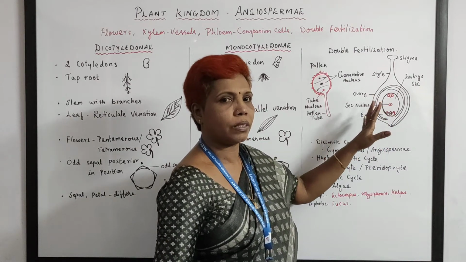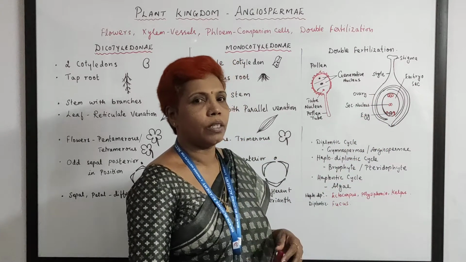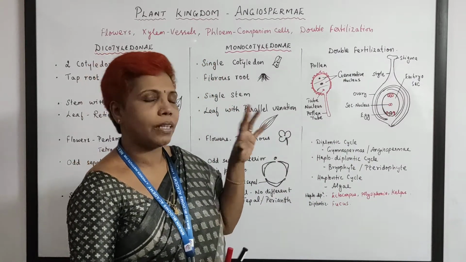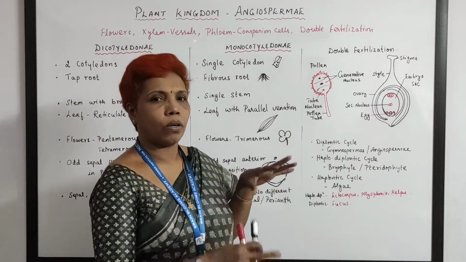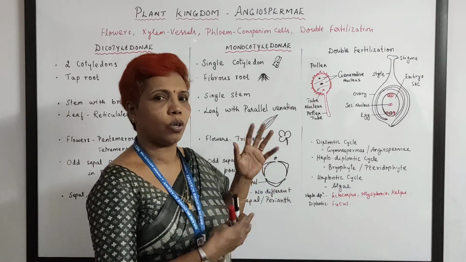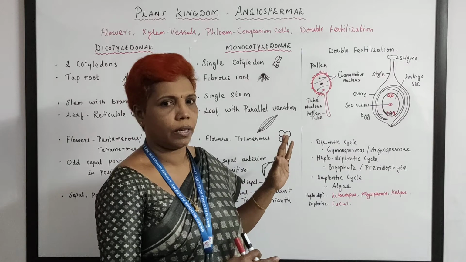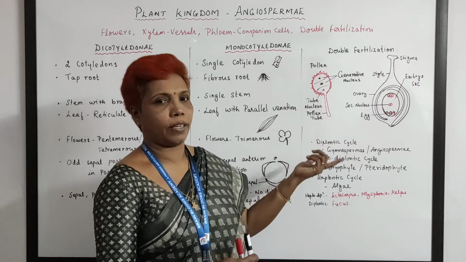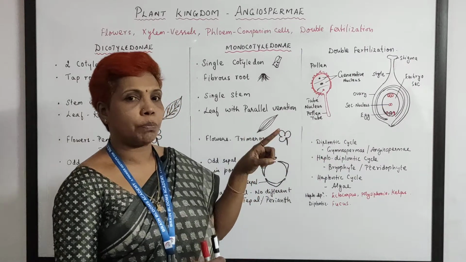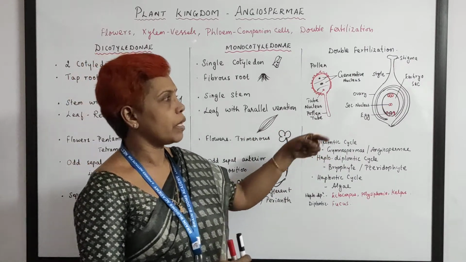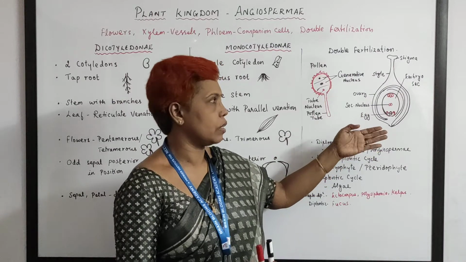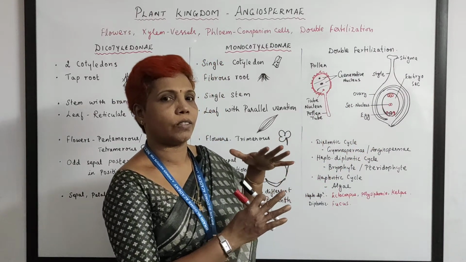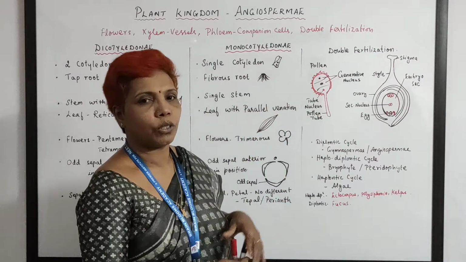Understood? So this is the unique feature, double fertilization. Nowhere in the plant kingdom can you see this. That is present in all the angiosperms, whether it is monocot or dicot. Okay, and endosperm will be formed after fertilization. In gymnosperms, endosperm forms before fertilization. Here it forms after fertilization. So this is about the specificity, uniqueness and importance of angiosperms.